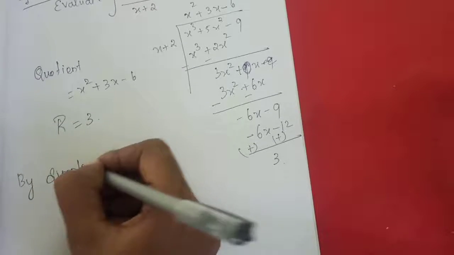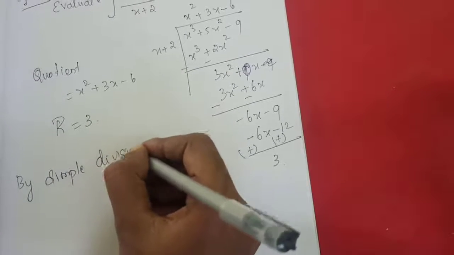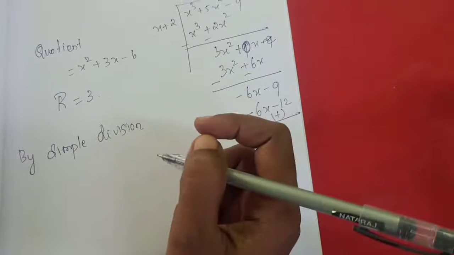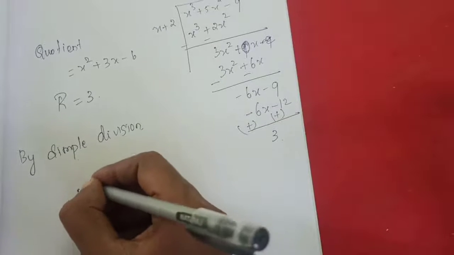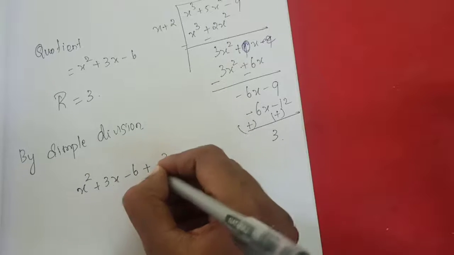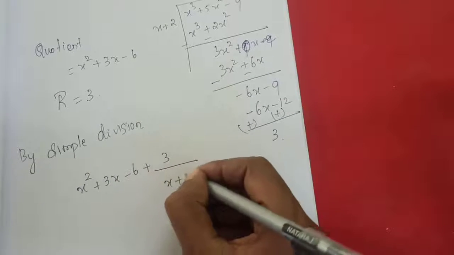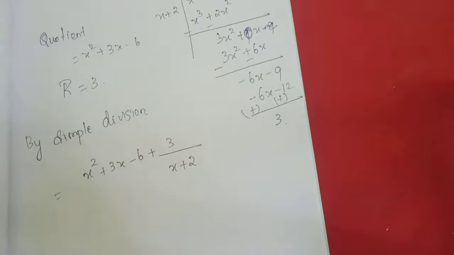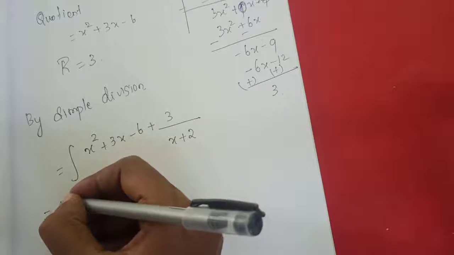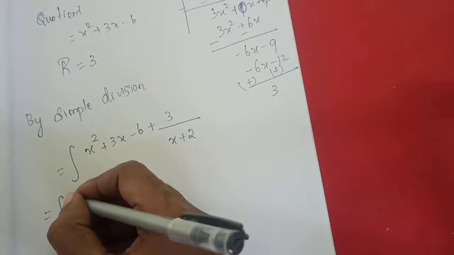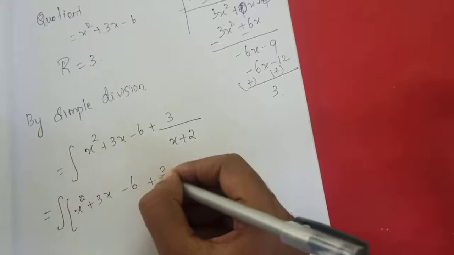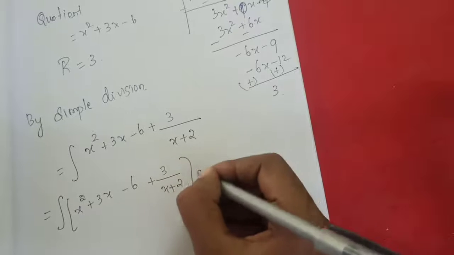By simple division. Okay, how will you write this mixed fraction? How will you write? x square plus 3x minus 6 plus 3 divided by our divisor, so x plus 2. Okay, so now you can integrate easily. So if you integrate, what will happen? Integration of x square plus 3x minus 6 plus 3 by x plus 2 dx.